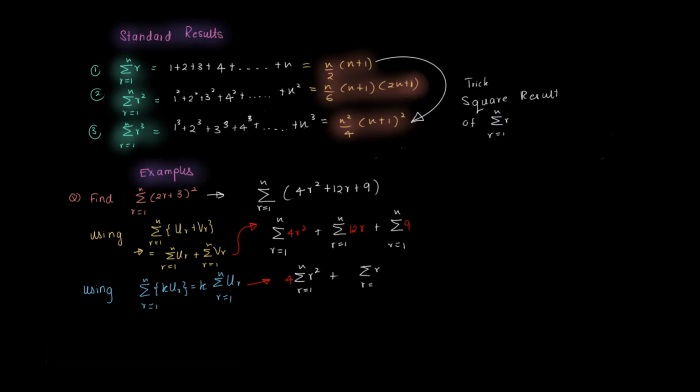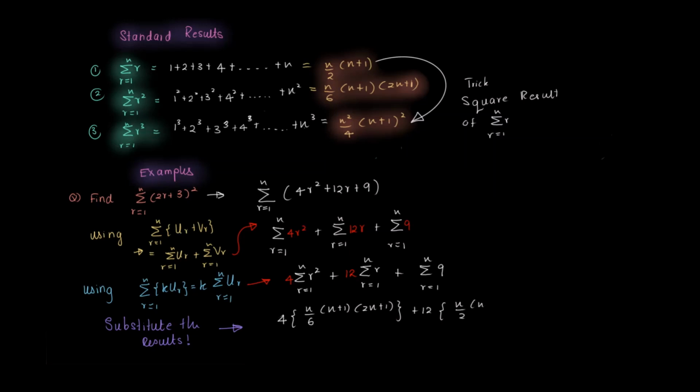times sigma r, r is equal to 1 to n, plus sigma 9, r is equal to 1 to n. It's completely independent of r. That means like adding 9 plus 9 plus 9 n times. So now let's substitute the results that we achieved up on top. Sigma r squared, r is equal to 1 to n, is n by 6 into n plus 1 into 2n plus 1, and 12 times the summation of sigma r, r is equal to 1 to n, that is n by 2 into n plus 1.